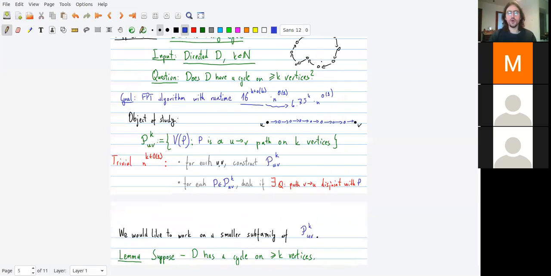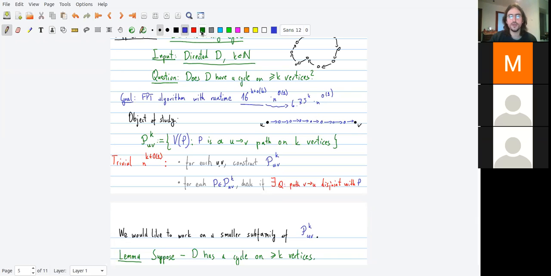Good. So if I'm looking for a cycle on at least K vertices, in order to certify that the cycle is that long, I could imagine looking at a path on this cycle on K vertices. Imagine that I've got a cycle, and an object that certifies that this cycle is long enough is that this cycle contains a path on K vertices from U to V, and this is this path. So let me give you now a very simple n power K algorithm for this problem.